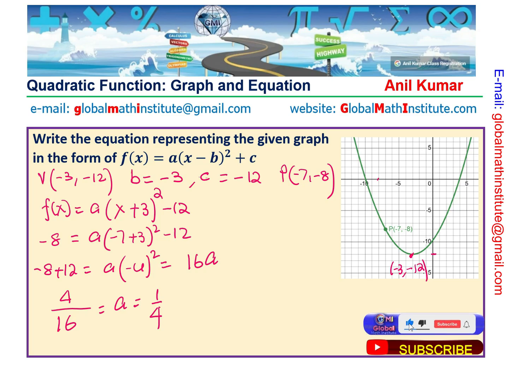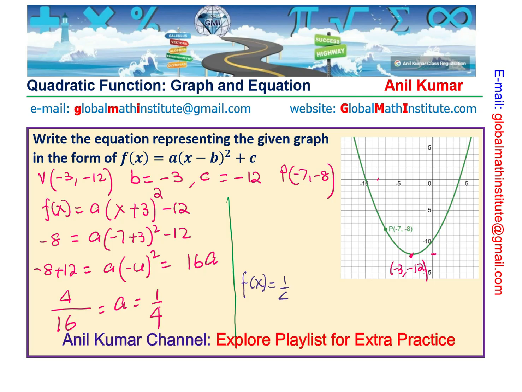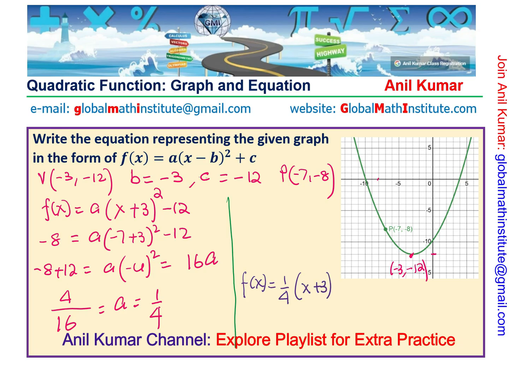Makes sense, right? Perfect. Once we have all this, we can rewrite our function, which is f of x equals to 1 by 4 x plus 3 whole square minus 12. It has moved left by 3 units, and it has moved down by 12 units. Makes sense. So we got the equation of the parabola. So I hope that makes sense.